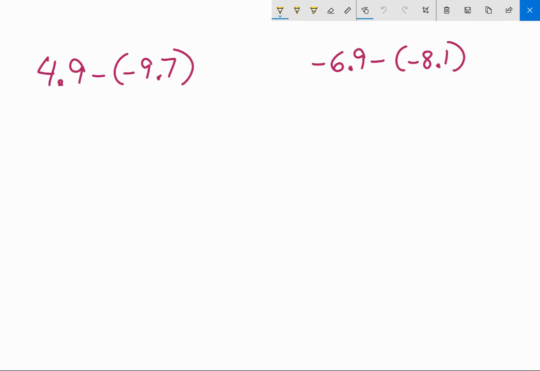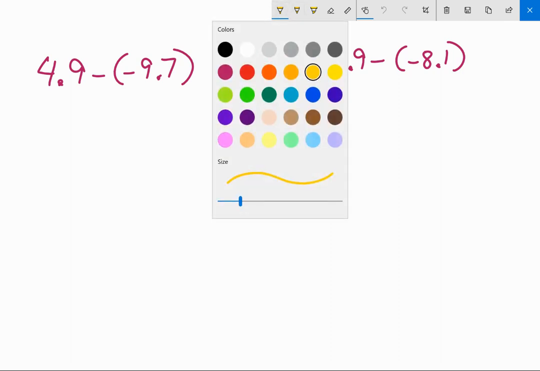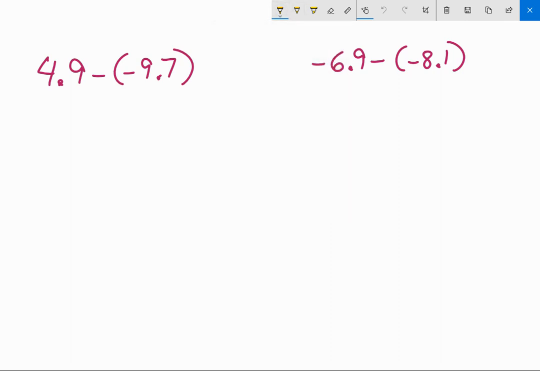Okay, so when you add and subtract, a really important thing to look for is a minus a negative. Whenever you have a minus a negative, we're going to change that to plus a positive. So do that right off the bat. Look for that right away.